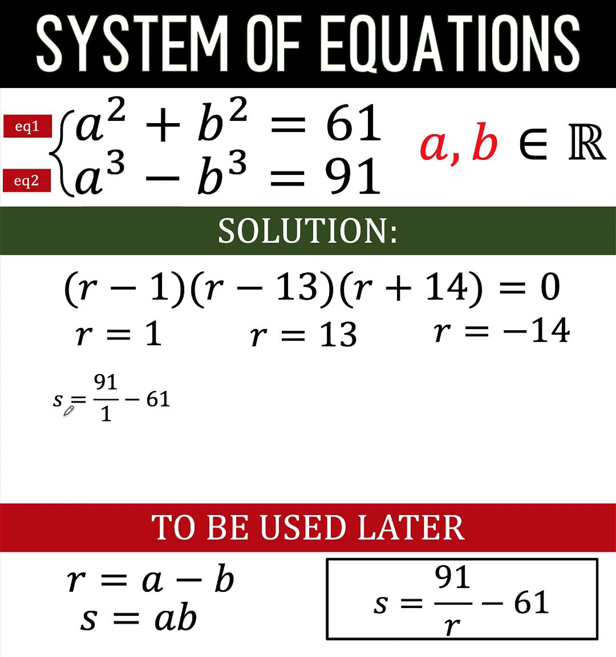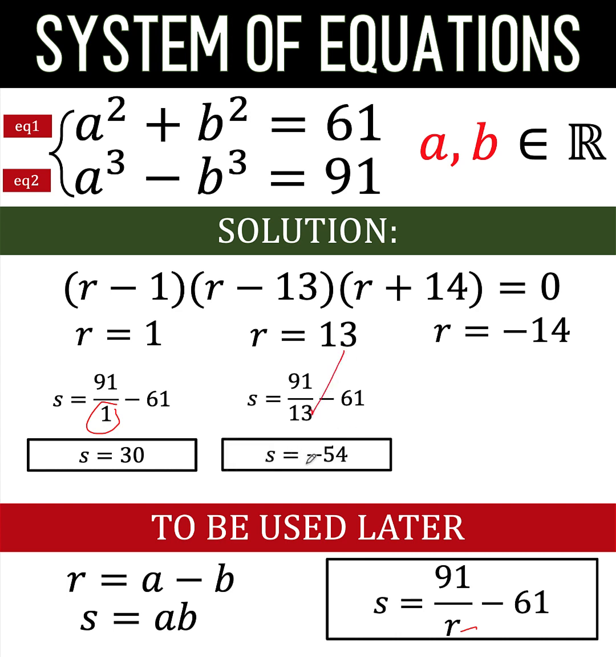Solving now for s when r is equal to 1. So this 1 is our denominator r here. This is equal to 30. Here, s is equal to 91 over r, where r is equal to 13, minus 61. This is simplified to negative 54. And here, s is equal to 91 over r, where r is negative 14. Then copy minus 61. This is simplified to negative 135 over 2.